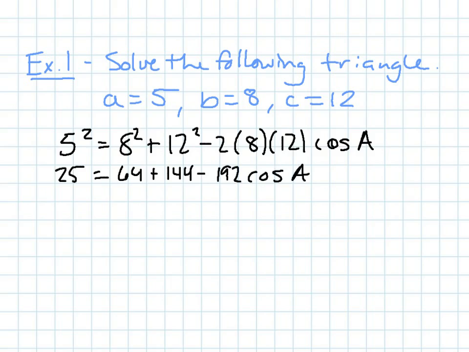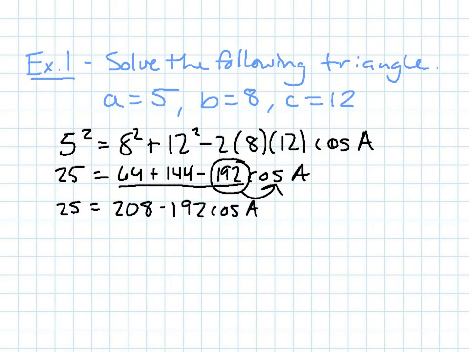Okay, now here's a trap that most kids fall into. I see three numbers right in a row, and so most kids want to add them all together to get one number, but notice that 192 is multiplied to cosine of A, so they are technically not like terms with 144 and 64. So I can't add them yet. But I can put 64 and 144 together. That gives me 208 minus 192. Then I subtract the 208 to the other side. It gives me a negative 183 equals negative 192 cosine of A.